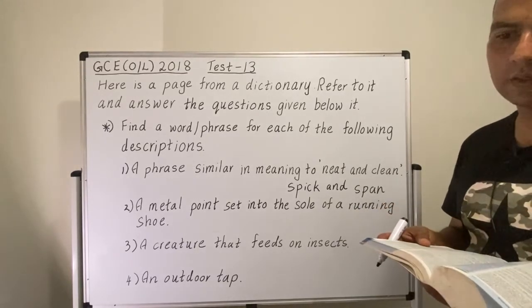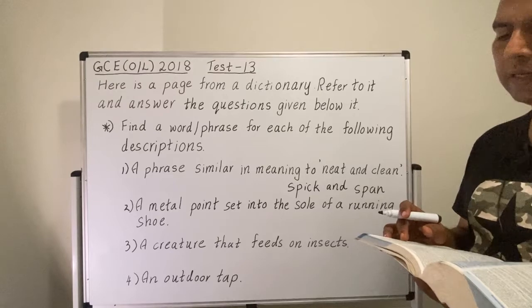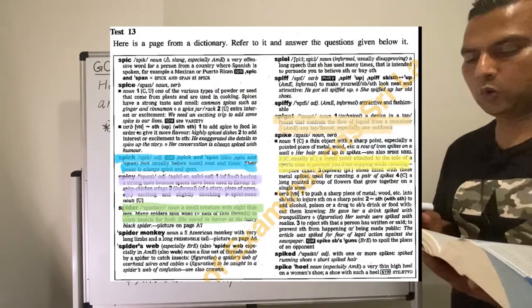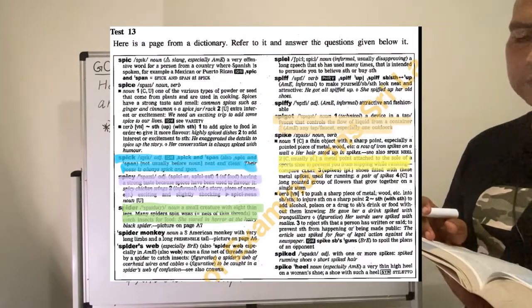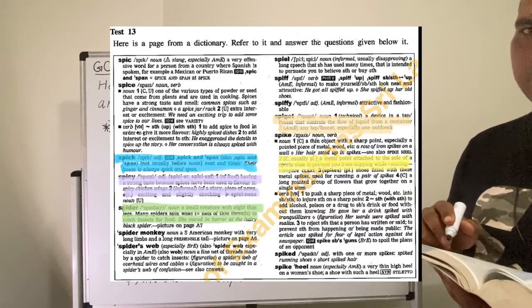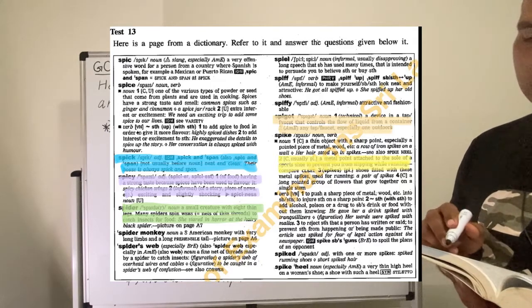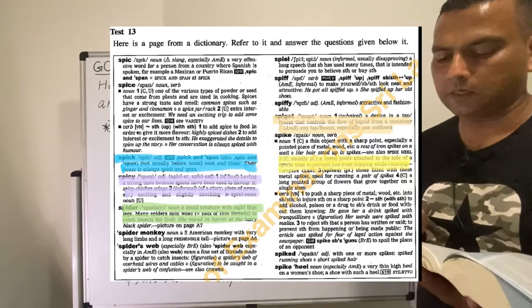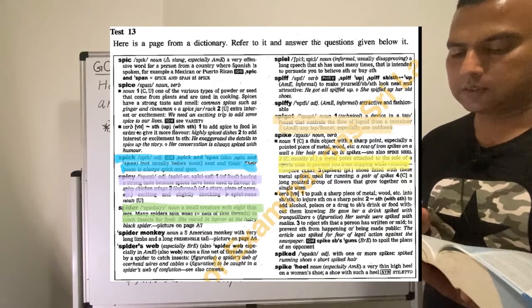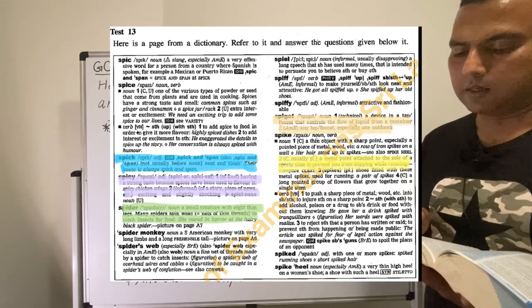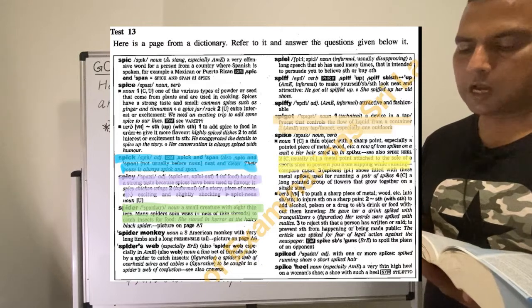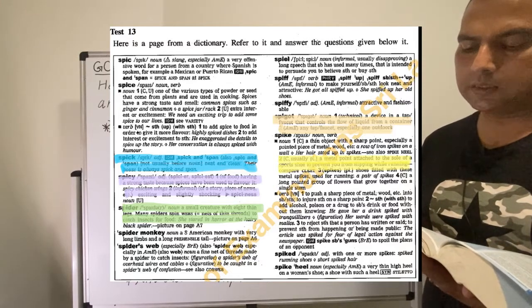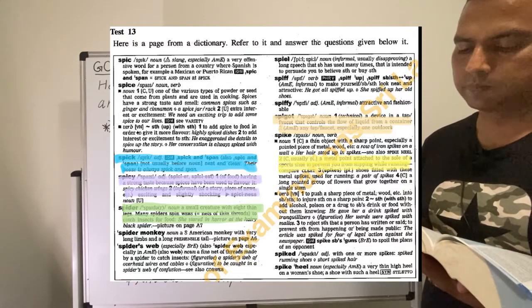So if you look at the word that I've highlighted in yellow, it is spike. S-P-I-K-E. You can see that on the screen. It says it's a noun, a thin object with a sharp point, a specially pointed piece of metal, wood.